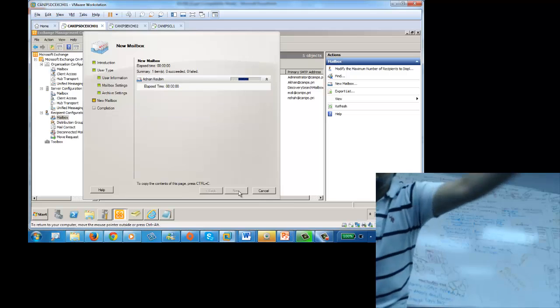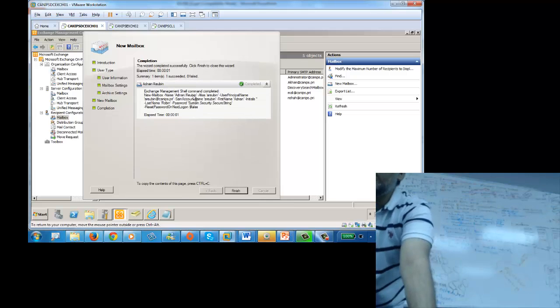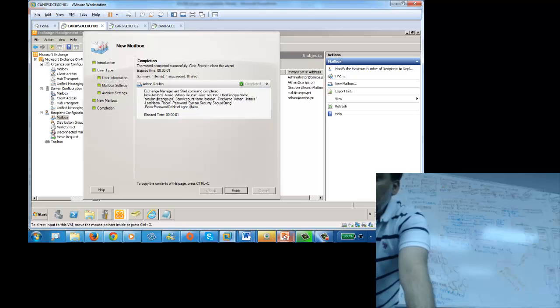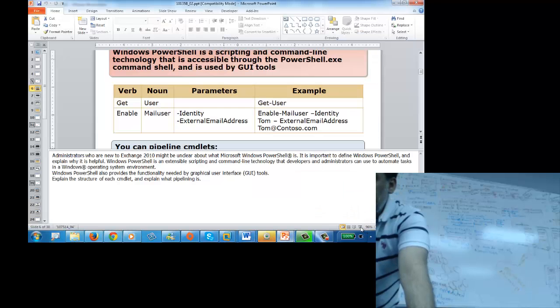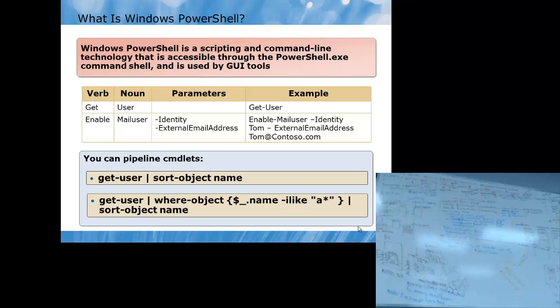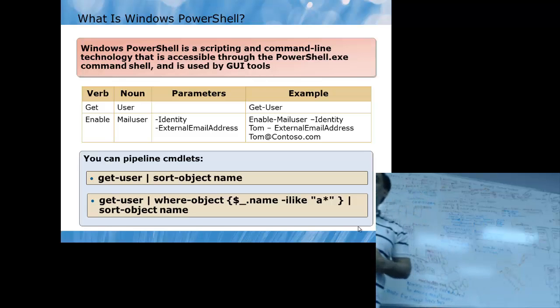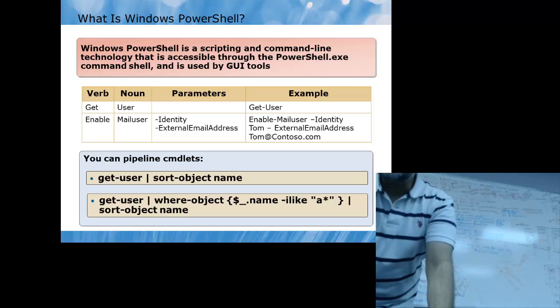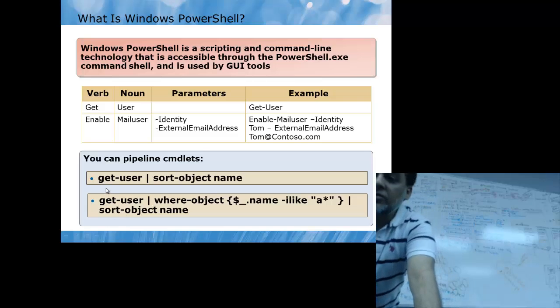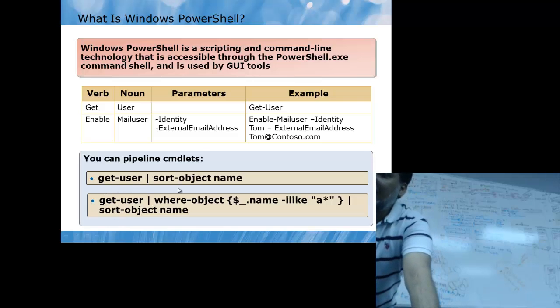Okay, it's right here. At the end, it gives you this command. PowerShell commands are known as cmdlets. Cmdlets are made up of a verb and a noun. In this case, you see Get-User. Sorry, this is the syntax: the verb is always first, and the noun comes at the end.